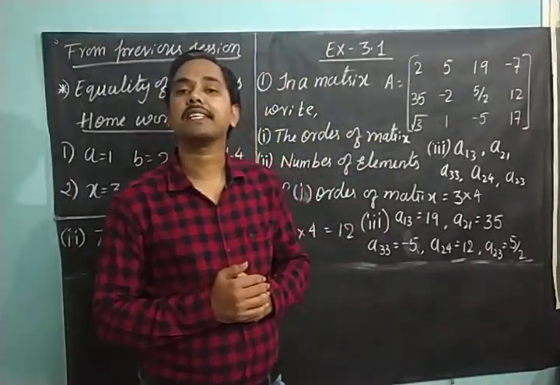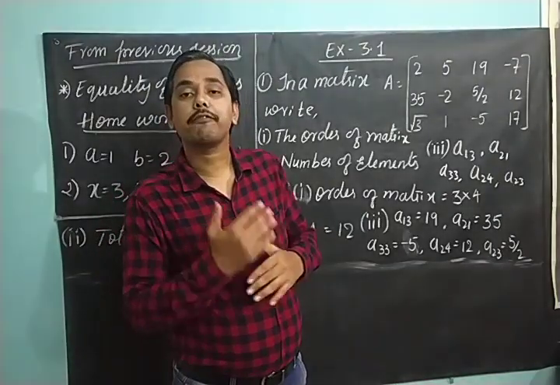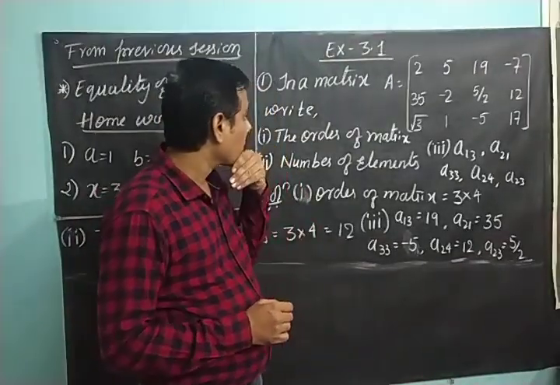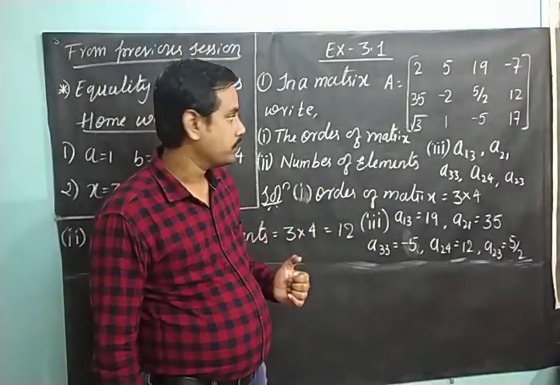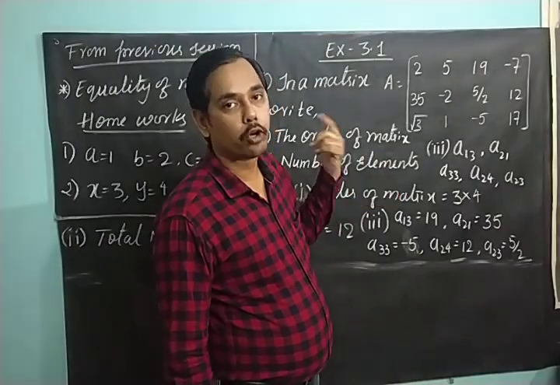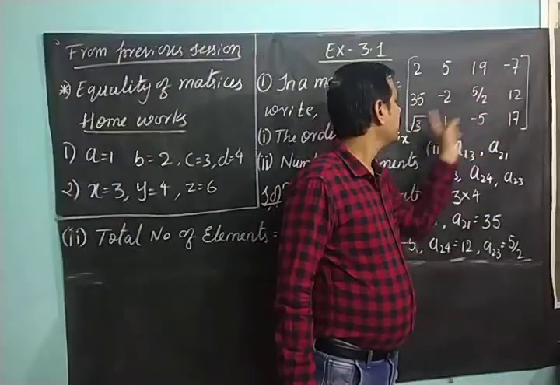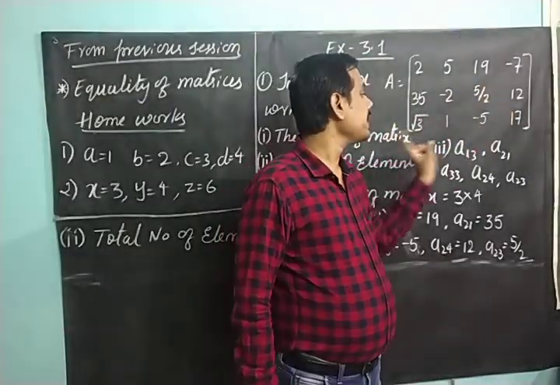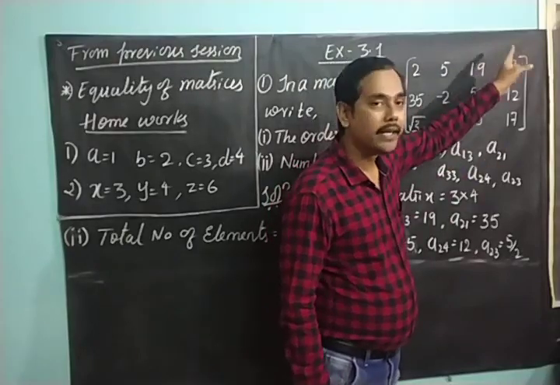What is the order of a matrix? As we discussed in the previous session, order gives the information about the number of rows and number of columns. That is M cross N, where M is the rows and N is the columns. Here, how many rows are there? 1, 2 and 3. How many columns are there? 1, 2, 3 and 4.